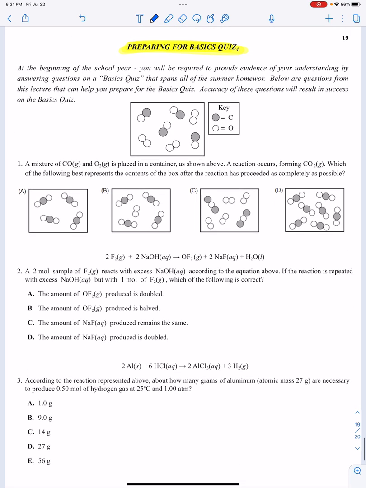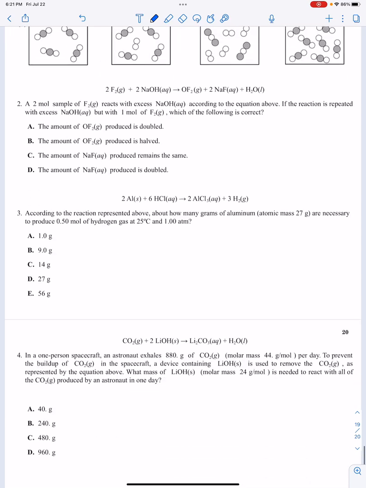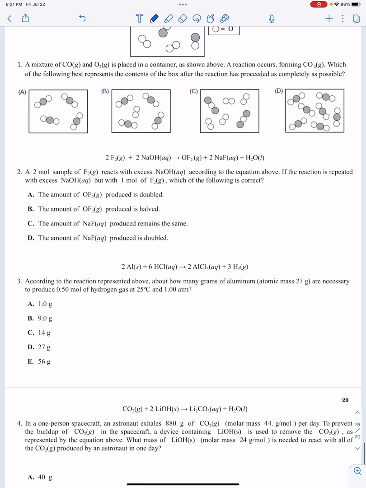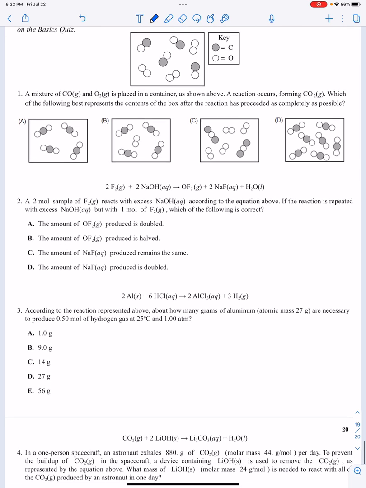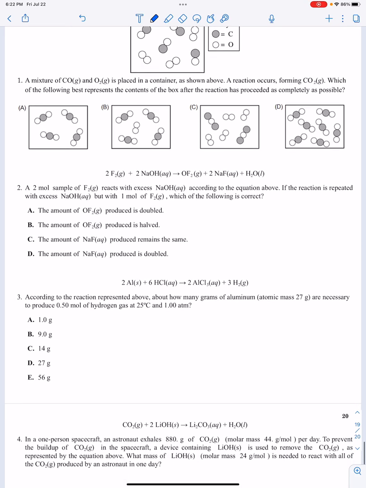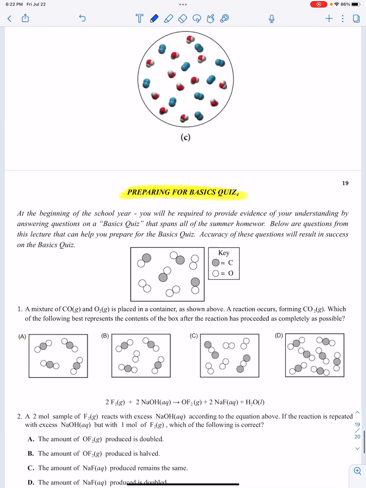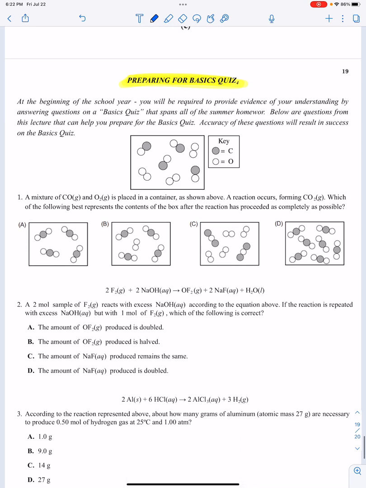Alrighty, that's all. I want to remind you to do the preparing for basics quiz. You don't have to turn those in, but again, we're going to use these preparing for basics quizzes to review for our basics quiz. I would really highly suggest that you do these problems. If you could do these problems, you could guarantee that you could understand how to do the problems for the basics quiz. And that is all.